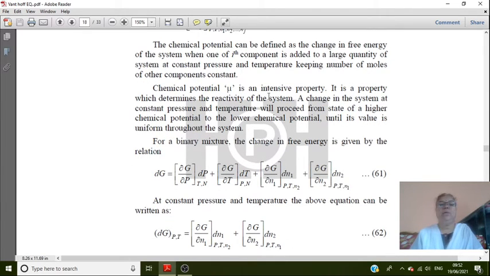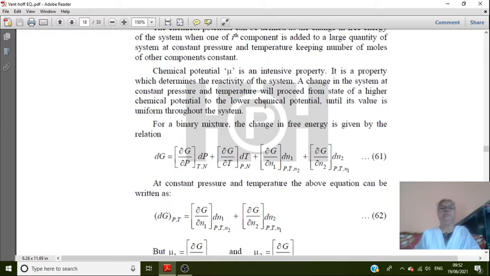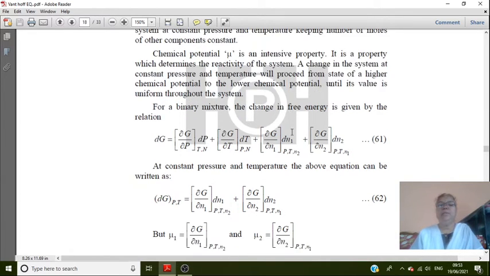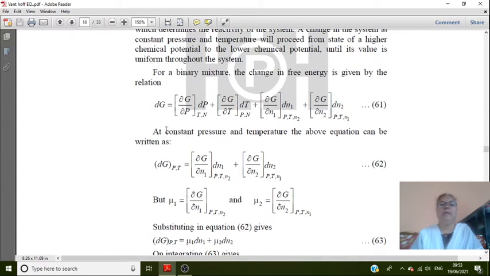Then the chemical potential mu is an intensive property. It is a property which determines the reactivity of the system. A change in system at constant temperature and pressure will proceed from a state of higher chemical potential to a lower chemical potential until its value is uniform throughout the system. Then for a binary mixture, the change in free energy is given by the relation.